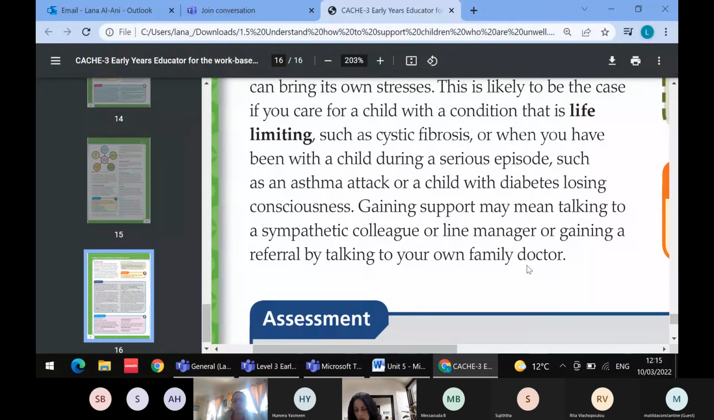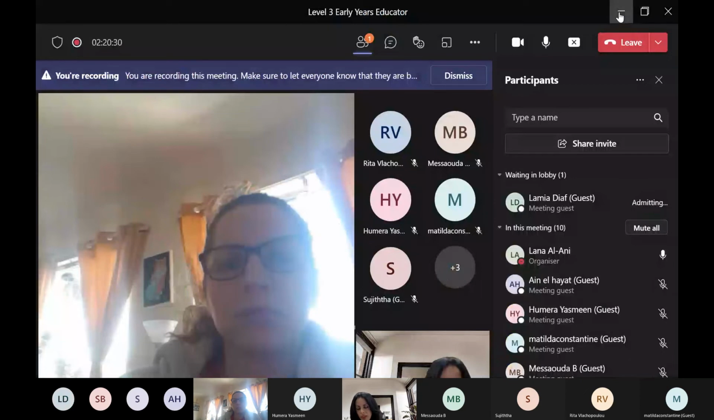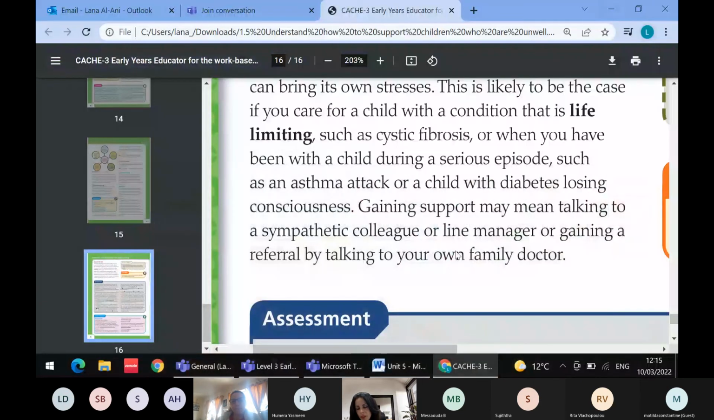Even the manager might not know what's going on. Maybe another colleague who's been here longer knows much more about the child. Just ask, get as much information and support as you can. And also in return, if your colleagues need support, make sure you provide them with the support they need.